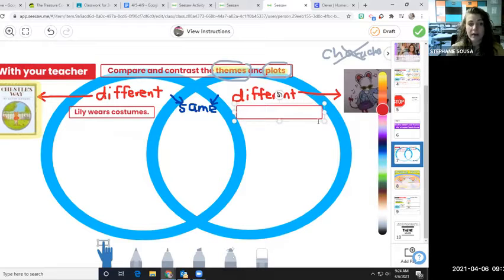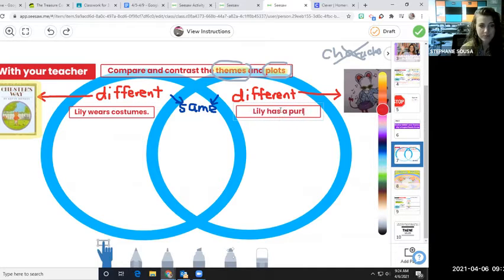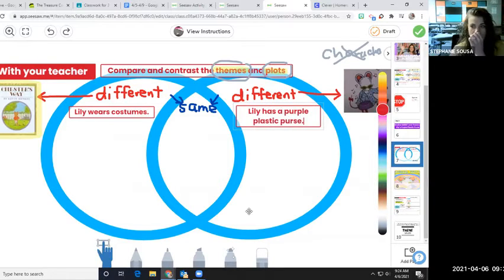Okay, on a Venn diagram, we only talk about what is true for the side that it's on. So we're not going to say Lily wears costumes and then over here put Lily does not wear costumes, because duh, right? If she wears costumes over here, we know that she doesn't over there. That's why it's in the different section. Okay, so Levin, what I'm going to do with what you said is put it over here as Lily has a purple plastic purse. And remember, guys, I'm writing, you're writing. Okay, so over here, Lily has a purple plastic purse.